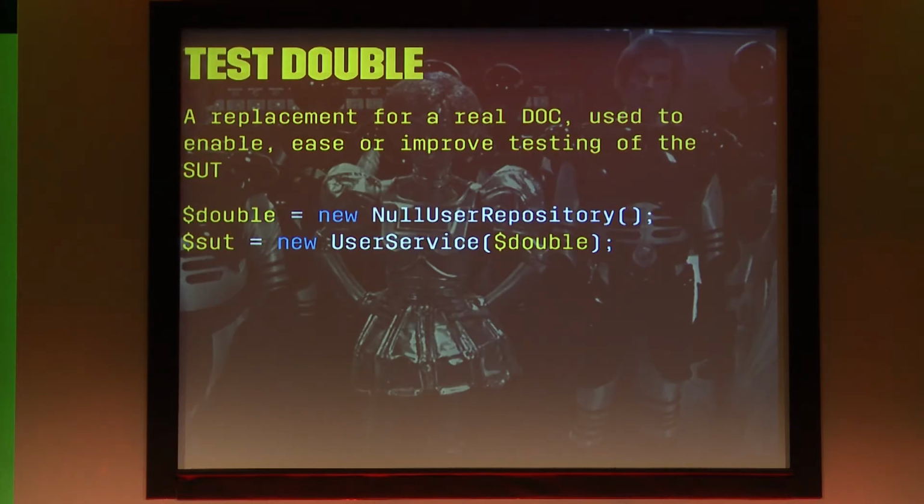So the real meat of what we're talking about: test doubles. A test double is a replacement for a depended-on component that we're going to use to help either enable in the first place testing, ease testing, or just improve testing. It might be that something's non-deterministic, it might be that something's hard, it might be something's really slow to test. It may be that we're just going to use a double to make our tests more clear, so they show the intention of the test.